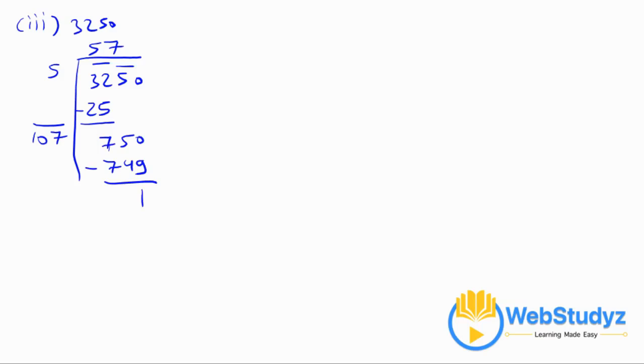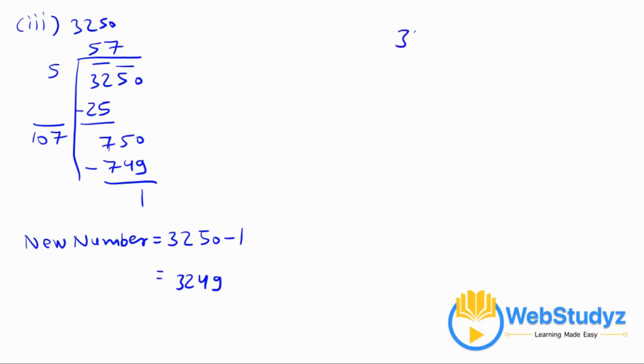So that means for making 3250 a perfect square, we have to subtract 1 from 3250. So the new number will be 3249, which should be a perfect square.